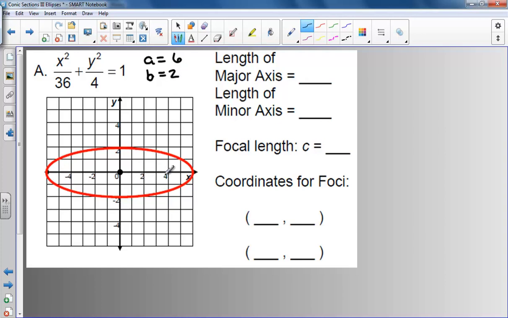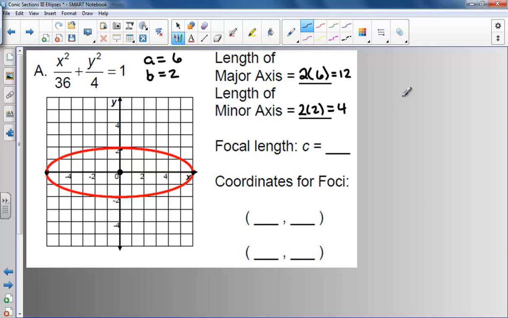And on this particular one, I could also count and see that it's 6 from here to here, and it's 2 from here to here. So for this particular ellipse, the major axis is going to be the distance from right here all the way over here, or 2 times A. So that's going to be 2 times 6, which is 12. The minor axis will be the smaller axis, and that's going to be 2 times B, or 2 times 2. So it's 4 units from top to bottom.